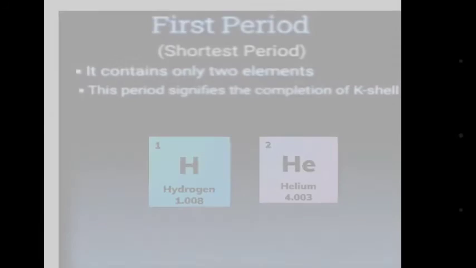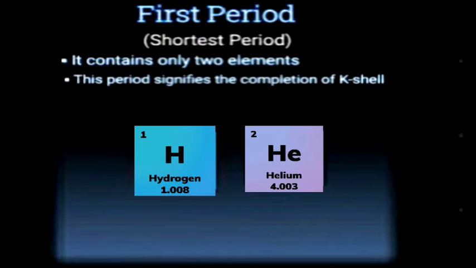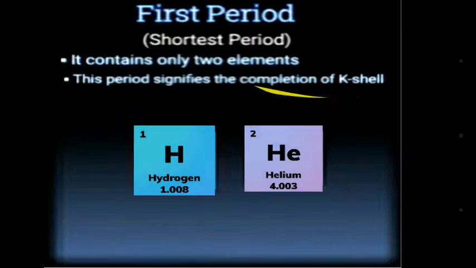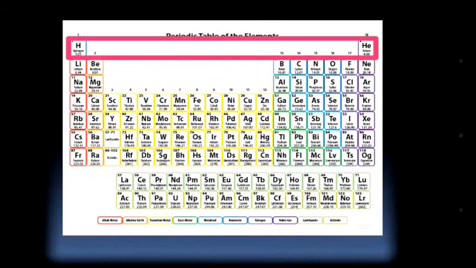The first period, which is also called the shortest period, contains only two elements, that are hydrogen and helium. This period contains only the K shell. Only the first shell is there, that is the K shell. In the periodic table, if you want to see where the elements are arranged, you can see the first row that contains hydrogen and helium. That is the first period or the shortest period.